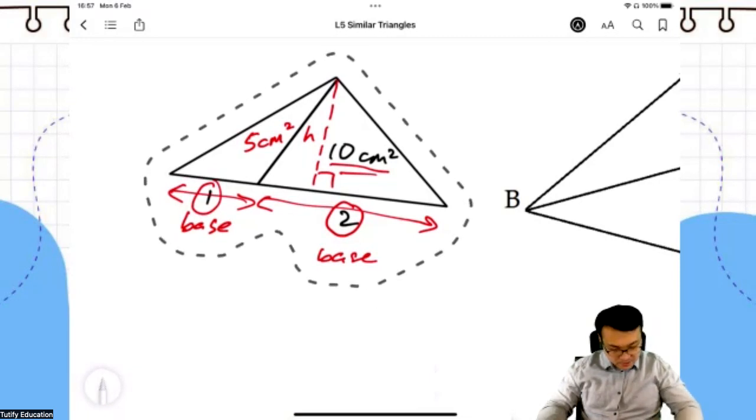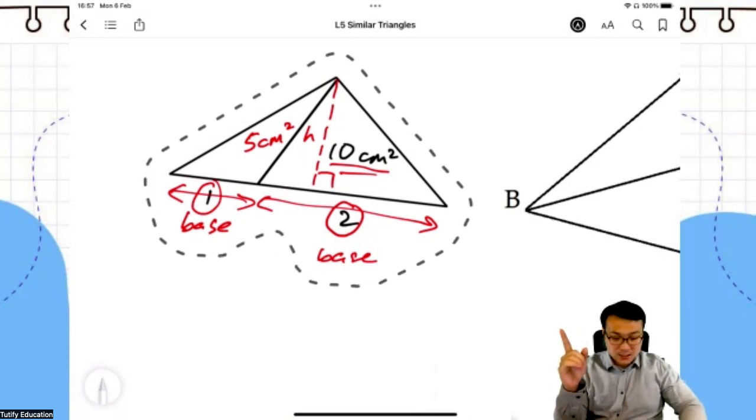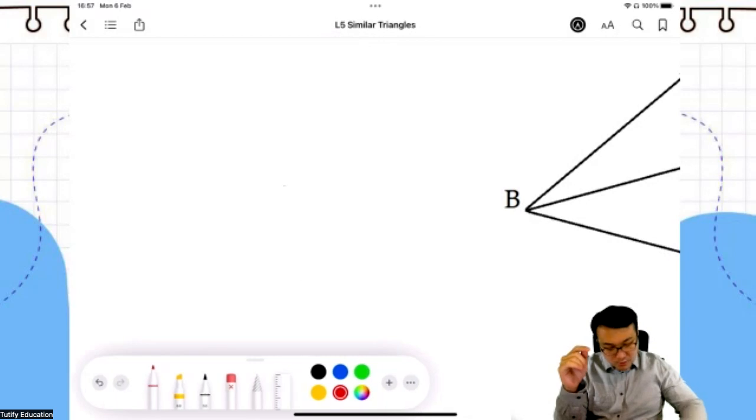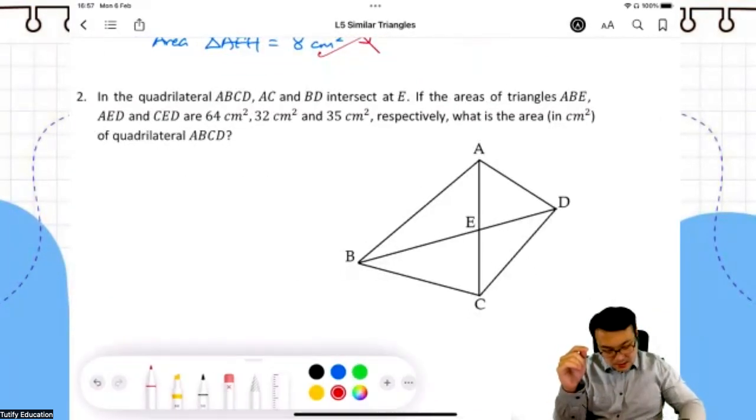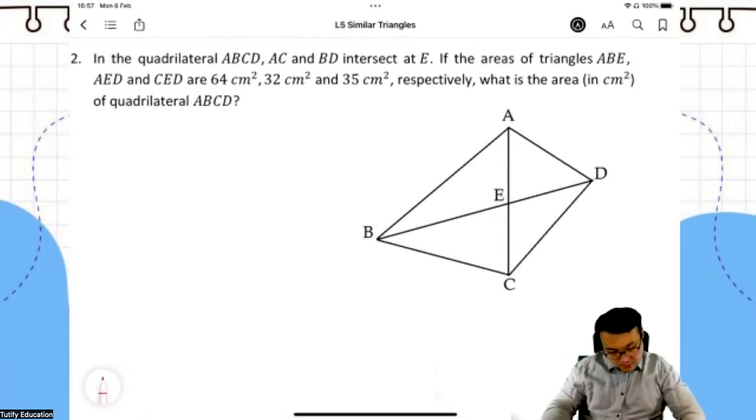As long as the ratio of the base equals the ratio of their area. Okay? So, making use of this concept, they are telling us that the area of ABE is 64, AED is 32, CED is 35. So students, basically if you compare this and this, you will know that there are two triangles that share the same height. If I want to draw the height, then I'll draw a dotted line like this, 90 degrees.